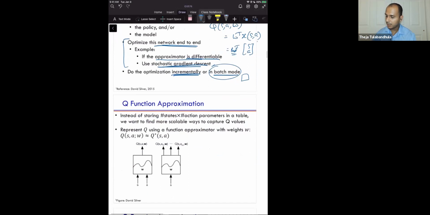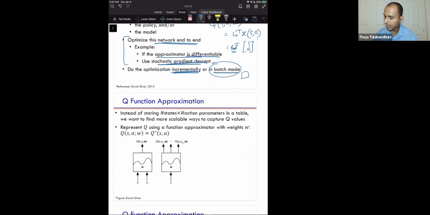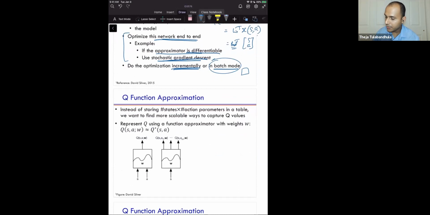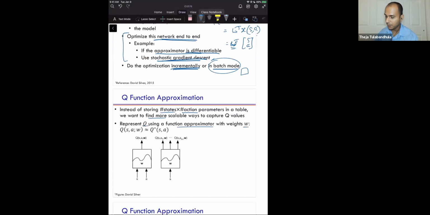So let's talk about how we're going to store Q values. In the tabular Q learning case, the simple algorithm that we saw towards the end of last lecture and recapped today, we were storing a table, basically a table with states as rows and actions as columns. Instead of that, we need to find some scalable ways to capture the Q values. We just discussed that we can represent the Q function using a function approximator with some weights or parameters W.